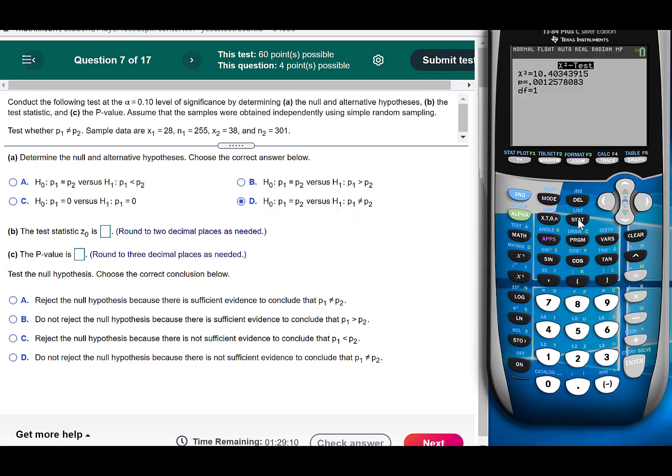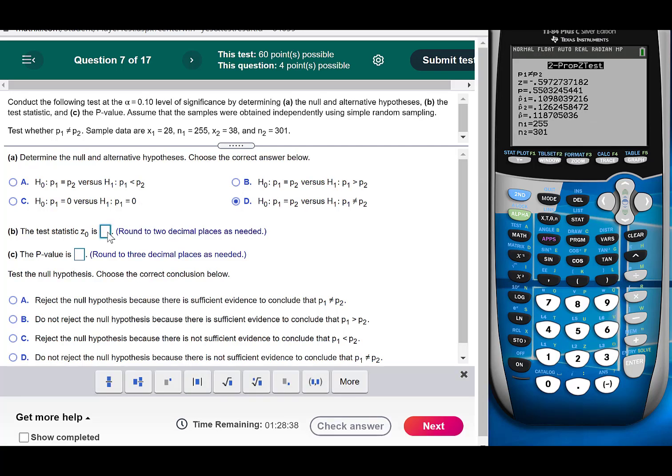Okay, let's go to your calculator. Stat, tests, 2 prop Z test. This is section 11.1, guys. X1 is 28, and N1 is 255. Should be easily be able to do a problem like this. X2 is 38, and then N2 is 301. And then P1 not equal to P2, that's what we want in the alternative, and hit calculate.